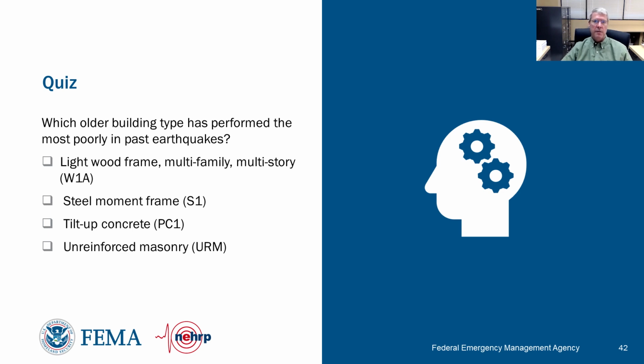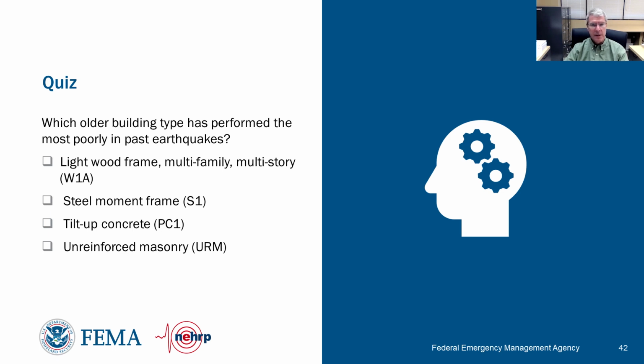So with those concrete and masonry building types, finishing up here for our FEMA 17 building types, let's take a quick quiz. Which older building type has performed most poorly in past earthquakes? Is it light wood frame, multifamily, multi-story, our W1A building? Is it steel moment frame, our S1 building type? Is it tilt-up concrete, PC1? Or is it unreinforced masonry, our URM FEMA building type? I want you to pause the screen, think about it a little bit, come back, and then see if you got the correct answer.